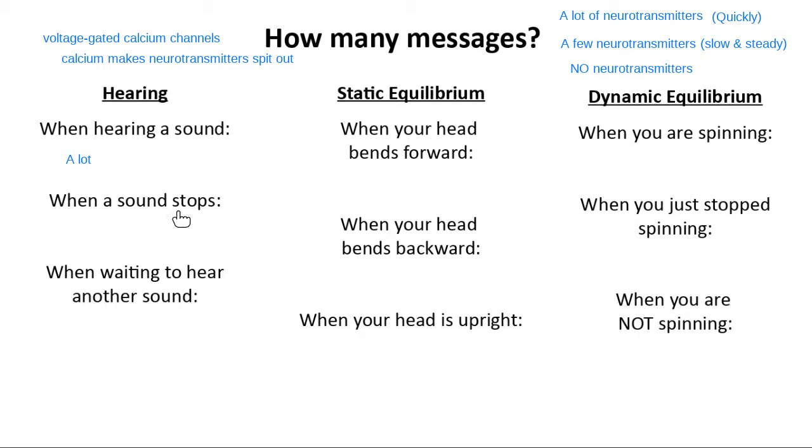When you're done hearing something, though, when that sound that you just heard stops, how many neurotransmitters do we spit out at that point? When you've just finished hearing a sound, basically when those sound waves go into scala tympani. Yeah, at that point we have no neurotransmitters. So we go from really activating the vestibulocochlear nerve to sending it no messages. That's the way your brain knows, okay, I'm done hearing that sound. I just heard it a whole bunch and now I'm not hearing it.